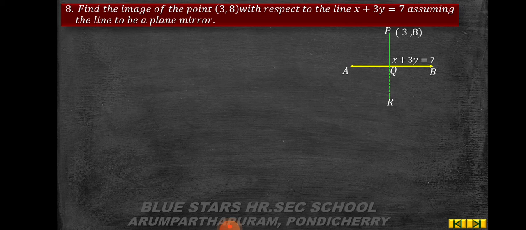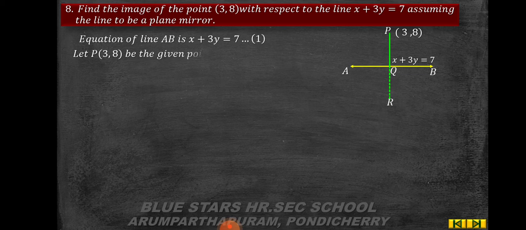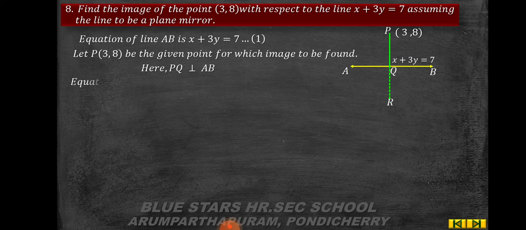That is, the P coordinate is (3, 8). That is the image of the point. So the equation of the line AB is x + 3y = 7, which is equation number 1. Let P(3, 8) be the given point for which the image is to be found. So here PQ and AB are perpendicular. So PQ is perpendicular to AB.